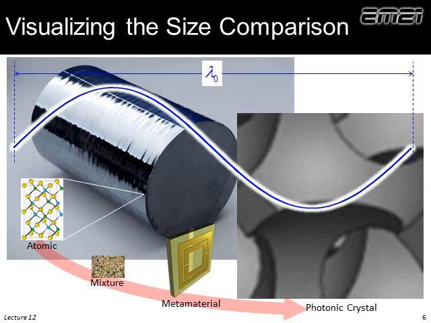Here's just a visual interpretation of the size scale. So I drew a wave, and if we're looking at a tiny, tiny speck compared to the wavelength, that's the atomic scale. Those are the ordinary materials. Mixtures, just a little bit larger than the atomic scale. Metamaterials, maybe we're around 1/10 of a wavelength. And then photonic crystals, where we're around 1/2 of a wavelength in terms of our feature sizes.